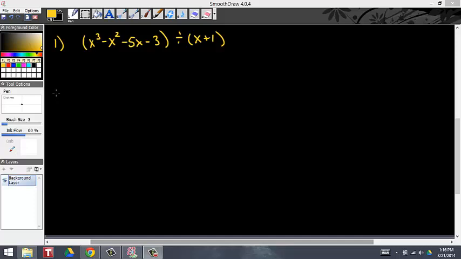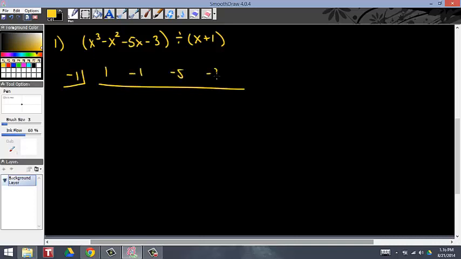Let's see what this pop quiz turned out to look like here. We're being asked to divide using synthetic division, so we should end up with a -1 inside the box. My coefficients are going to be 1, -1, -5, -3. Okay, so we're seeing if it's a factor or not.